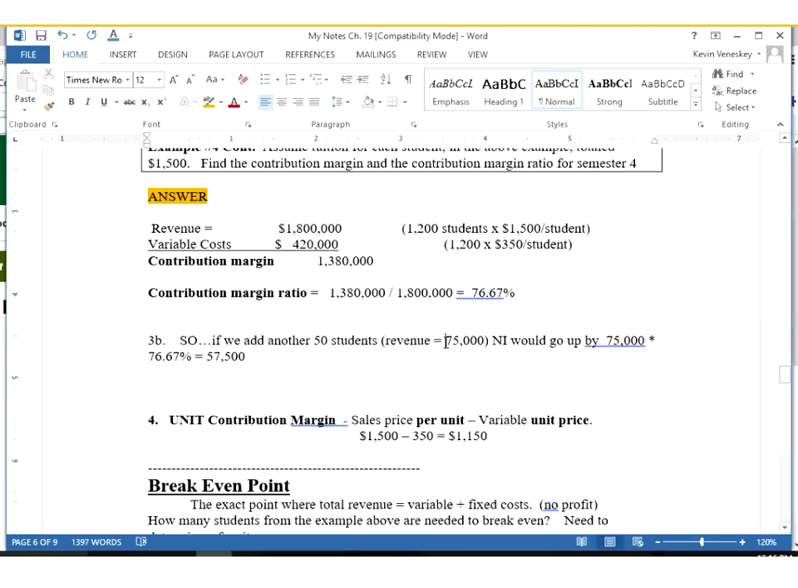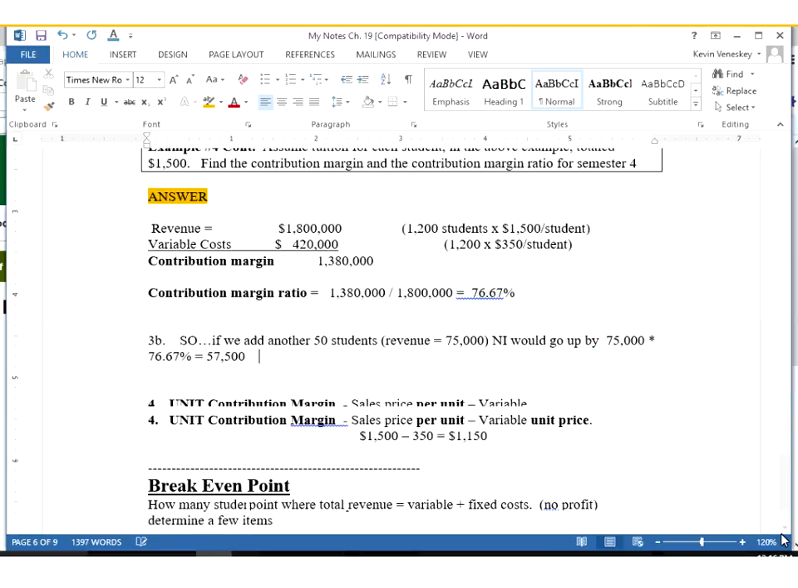This contribution margin ratio says, as long as you give me the amount of sales, or in this case sales dollars, if you give me the amount of sales and I multiply it by this ratio number, I can tell you what amount of that sales coming in will go to my profit.